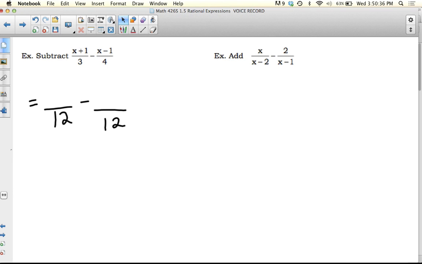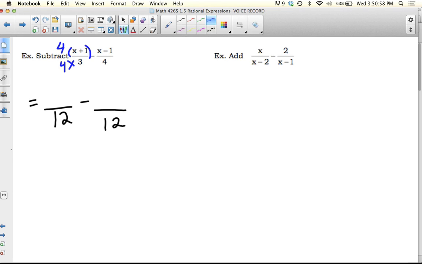And so if we look at the difference, the first fraction, in order to get from 3 to 12, I have to multiply by 4. Okay? So I have to multiply the top by 4. And notice I have to actually multiply the whole of x plus 1 by 4, not just x. Okay? So the same thing happens with the other one.